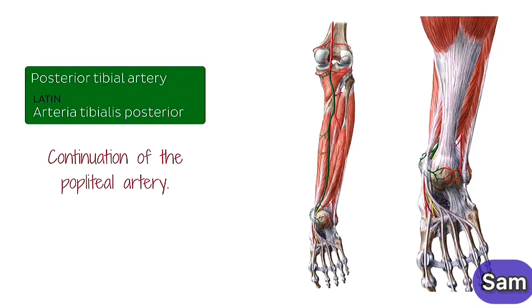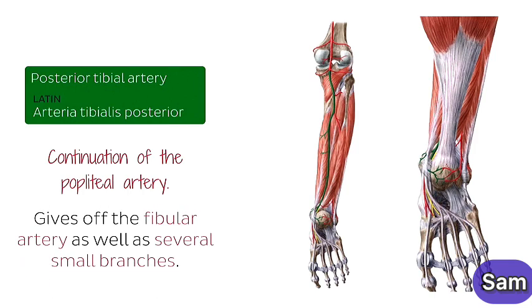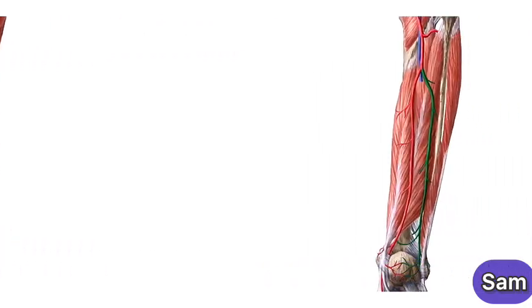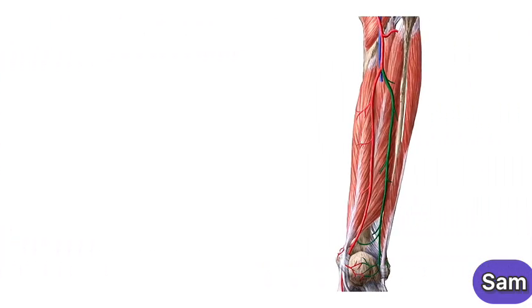And during its course, it gives off the fibular artery as well as several small branches towards different structures of the lower leg, like the tibia, the medial malleolus, as you can see here. This is the medial malleolus for location, the calcaneus, and the surrounding musculature. We're now ready to move on to the next artery that you see highlighted also from a posterior view.